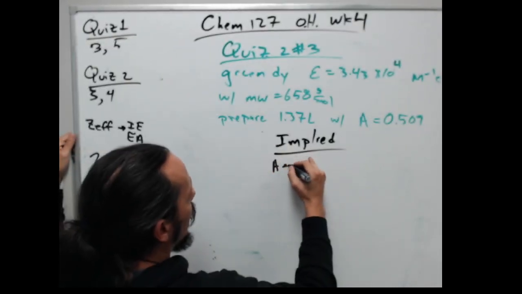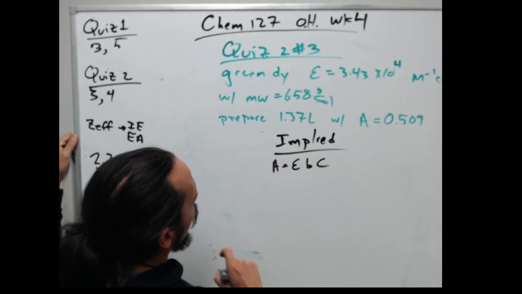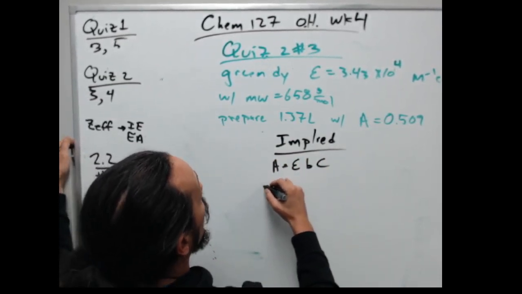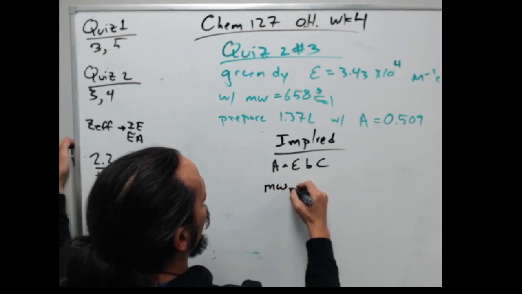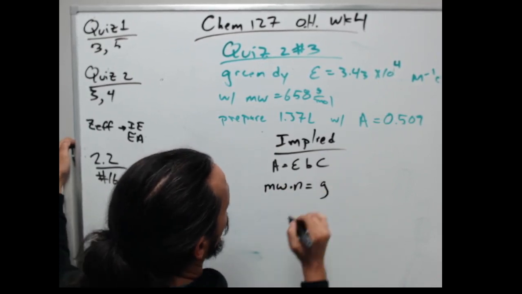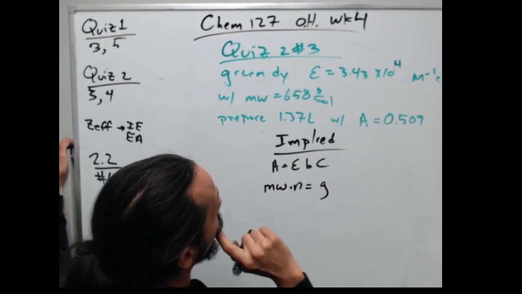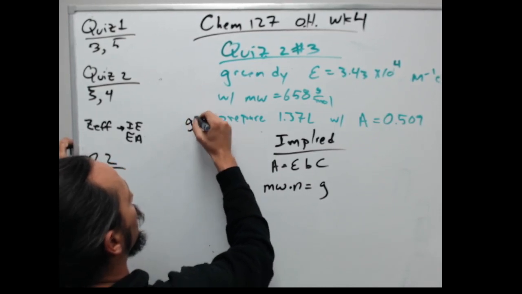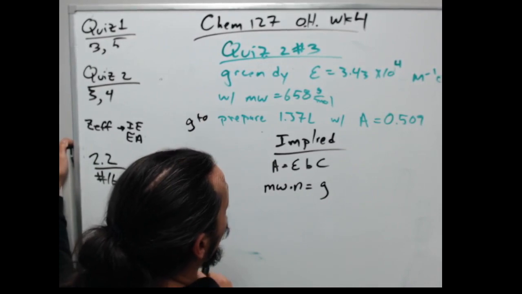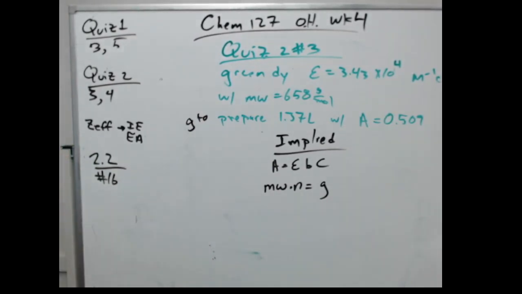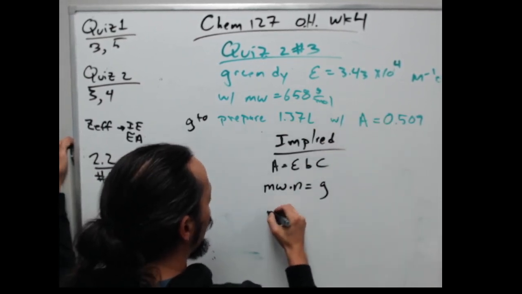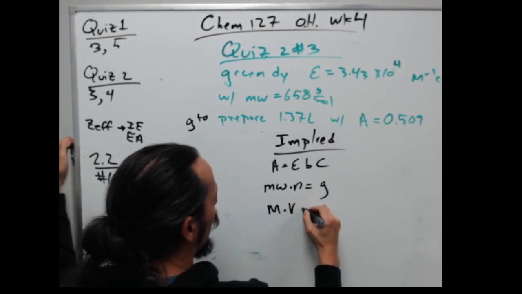I'm gonna have Beer's law, A equals epsilon BC. I want to know, let's see here, I need molecular weight times moles equals grams. That's the thing I'm looking for, right? We're looking for how many grams. Looking for the grams to prepare, so I'm probably going to need that equation at some point. And then I'm also going to need, I've got a volume and an absorbance. I'll probably need molarity times volume equals moles.